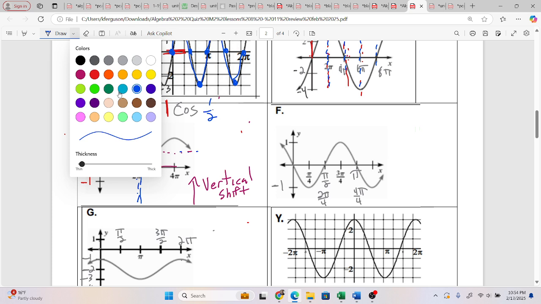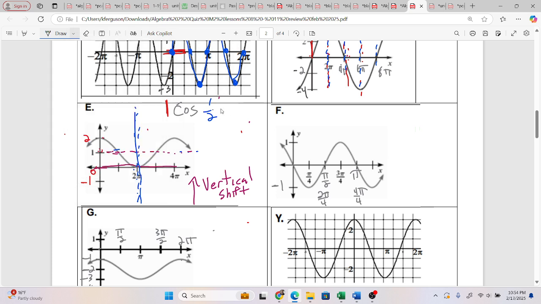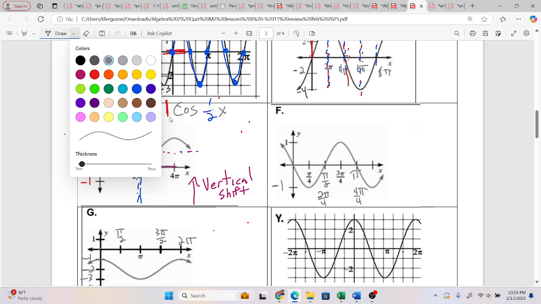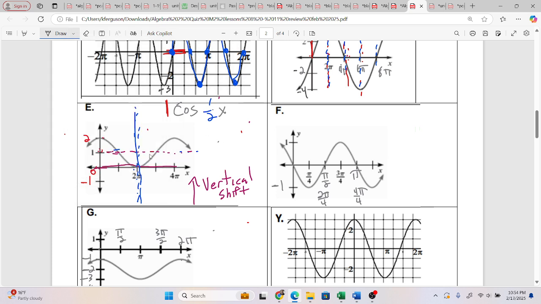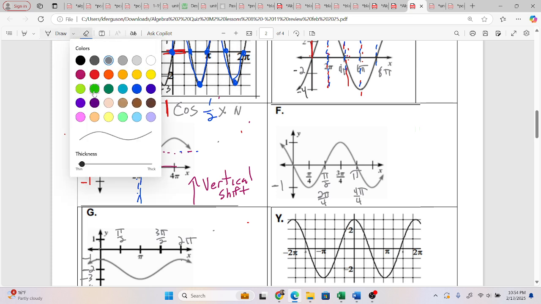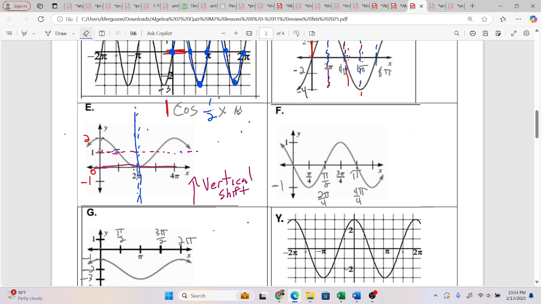So now that I got frequency, let's see if I have any phase shift or vertical shift. Well, we decided this was a cosine graph, so it should start high, hit the midline, hit low, go back to the midline, and then end high. There's nothing moving it left or right. It started on the y-axis right at the high point. So that would be no phase shift.